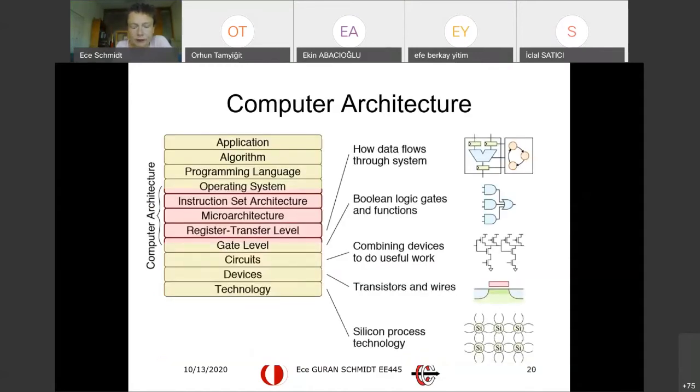Going on, register transfer level you actually learned in logic design, so you will see it now when I do the review. Register transfer level describes how the bits, the data, go through the system. Then gate level is how you build the circuit using gates. And the circuits, devices, and technology are basically the silicon.